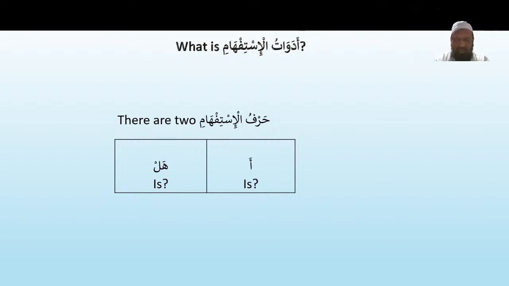Number one is hamza, which is a. Number two is hal. A and hal both mean the same. We have a choice which one to use. But if the mubtada is mu'arraf bil lam, starting with alif lam, it's best to use hal, not a, because it will be ar-rajulu, for example. So if we say hal ar-rajulu, then it's easier.